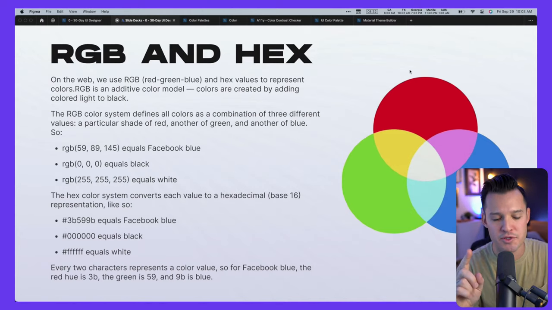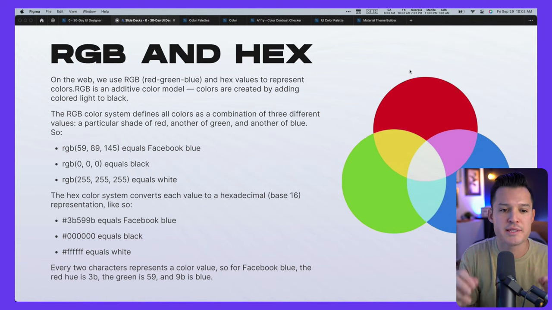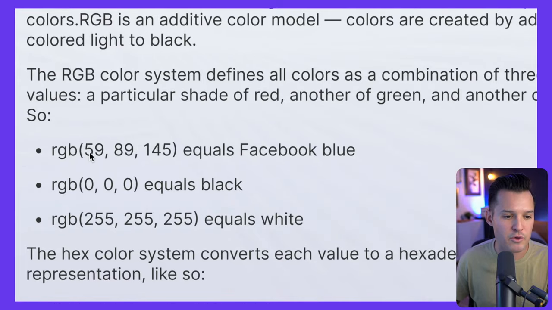The RGB color system defines all the colors as a combination of the three different values, a particular shade of red, of green, of blue. So you can see here on the screen, we have an RGB value of 59, 89, 145. Guess what that is? That's your good old Facebook blue. How about 0, 0, 0? That's black. And 255 times 3 equals white. That's right, because we are either adding to or subtracting all color light colors from black, and that's how we get that RGB value.